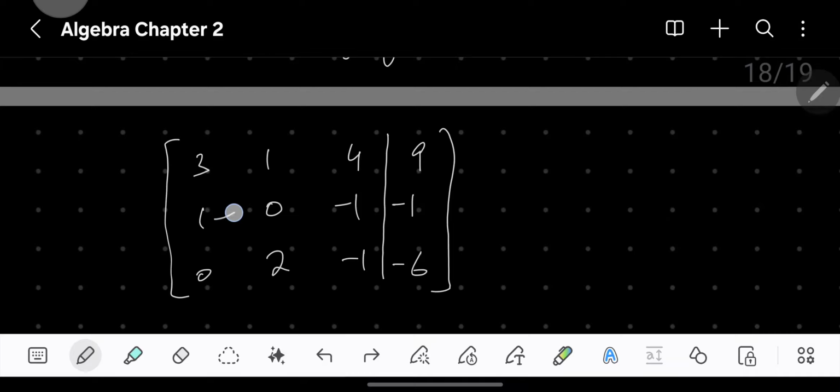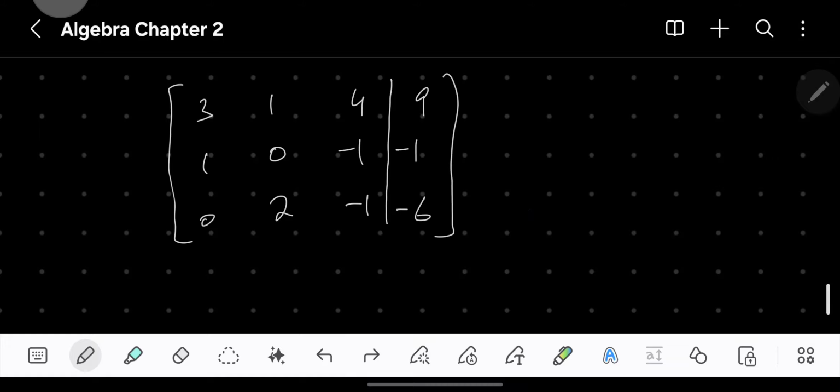I will swap these two rows so that I can easily get 1 here and 3 here. Why am I choosing the second way, not the first way? Because if I divide the first row by 3, here I will get 1/3, 4/3. These are fractions, and it is hard to do things with fractions. So we have to avoid the fractions to keep our things simple.